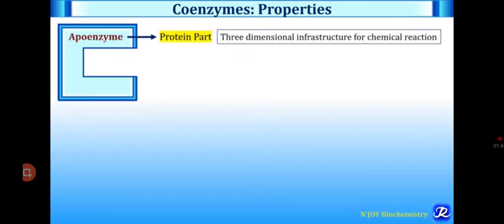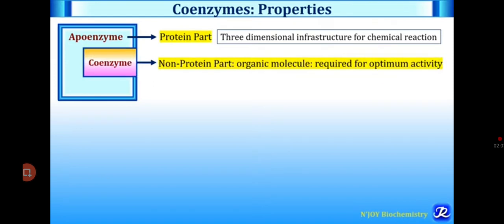So, as we know, holoenzyme is made up of apoenzyme plus cofactor, and this cofactor, if it is organic, is called a coenzyme. Apoenzyme is the protein part of the holoenzyme, and it is responsible for the three-dimensional infrastructure which is required for the chemical reaction. The coenzyme is the non-protein, organic part, and it is required for optimum activity of the enzyme. Together, apoenzyme plus coenzyme is called a holoenzyme.